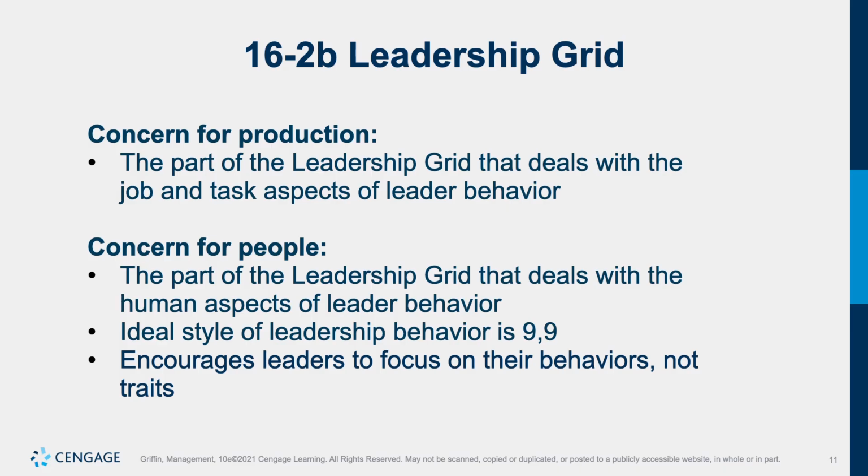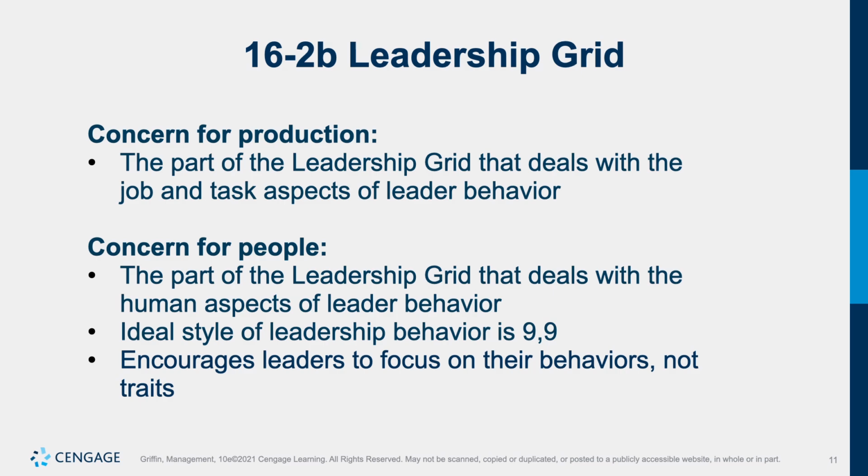Leadership grid. The leadership grid provides a means for evaluating leadership styles and then training managers to move toward an ideal style of behavior. It is based on two forms of leader behavior: the concern for production and the concern for people. The concern for production is the part of the leadership grid that deals with the job and task aspects of leader behavior, whereas the concern for people is the part that deals with the human aspects of leader behavior.